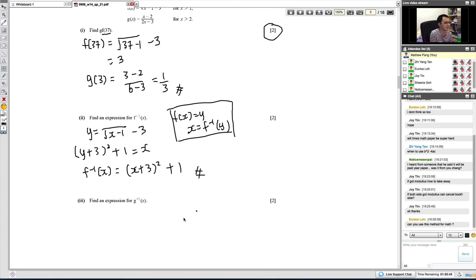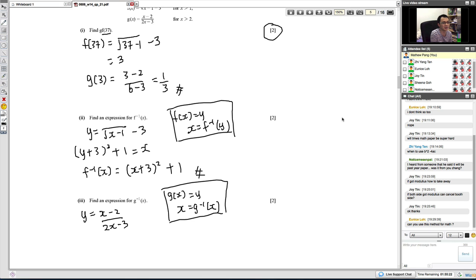So g inverse, I think you need to do the same thing. I will let g(x) equal to y. Then x actually equals to g inverse y. This is just some general step, nothing special. So I substitute y into my g(x), so that means y equals to (x minus 2) over (2x minus 3).